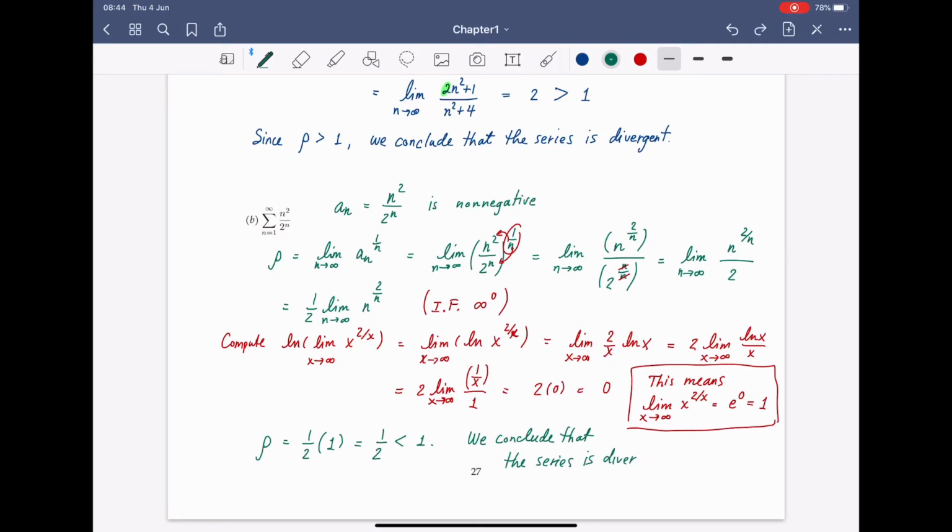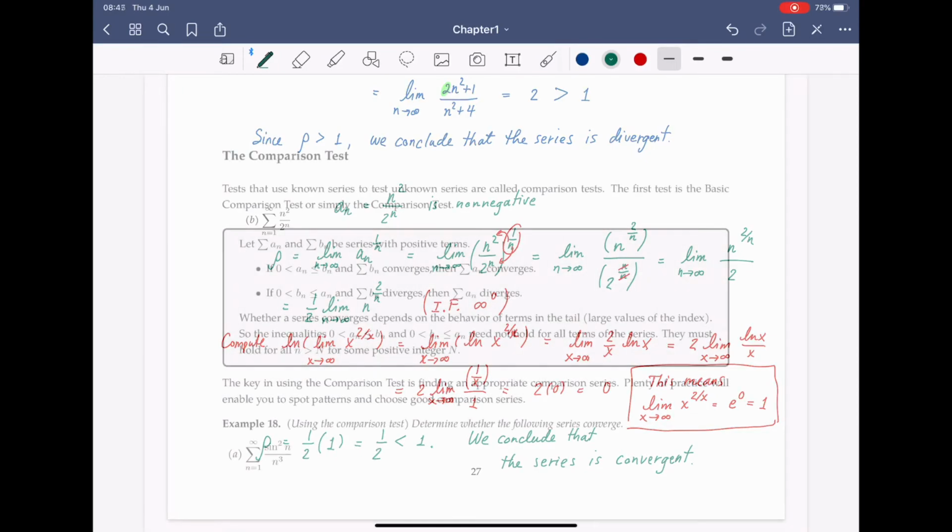Oh, sorry. So we conclude that the series is convergent, because your rho is less than 1. All right, we are done with the root test.